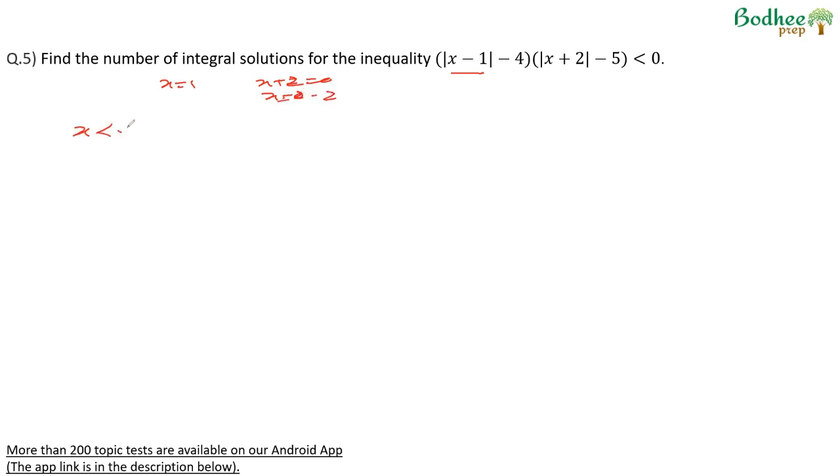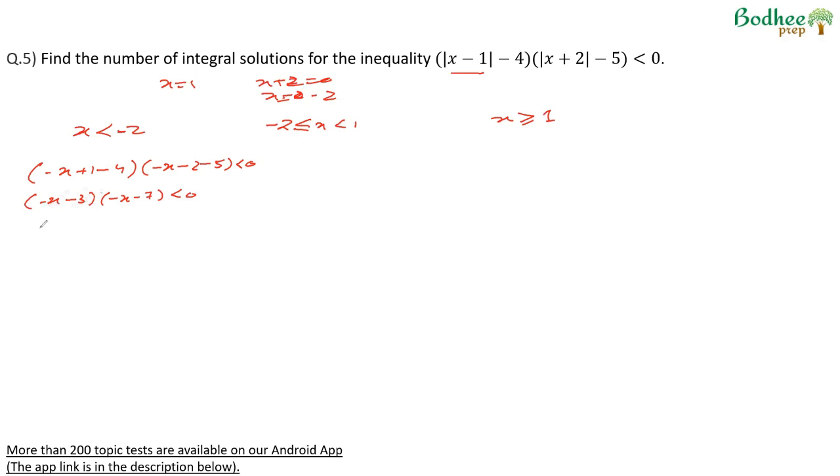X is less than minus 2. Minus 2 is less than or equal to x is less than 1. And x is greater than or equal to 1. In the first case, both the mods will be negative. Therefore, minus x plus 1 minus 4 into minus x minus 2 minus 5 is less than 0 is what we are checking for. This becomes minus x minus 3 into minus x minus 7 is less than 0.